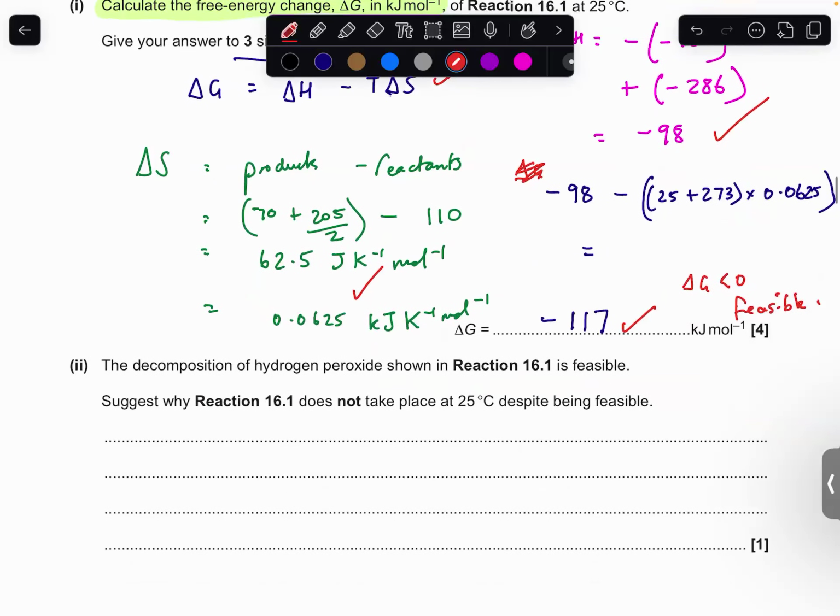This is an interesting question. The decomposition of hydrogen peroxide is feasible according to the calculations, but suggest why it still does not take place at 25 degrees Celsius, despite being feasible. You see, this type of question comes up often. Sometimes reactions can be feasible, but they are just too slow. The rate of reaction is too slow.